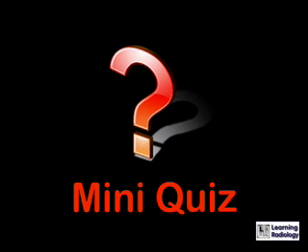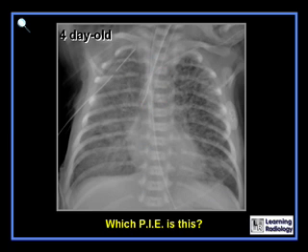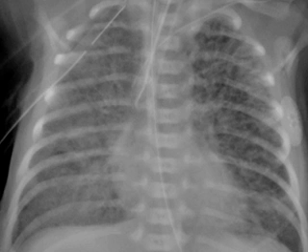So here's your mini quiz. Use the pause control on your MP3 player or computer. Here is an example of one of the forms of PIE. This is a 4-day-old. Pause the player. Decide what you think it is.